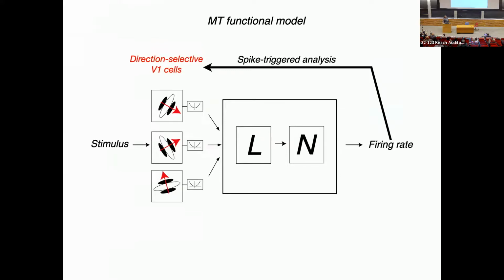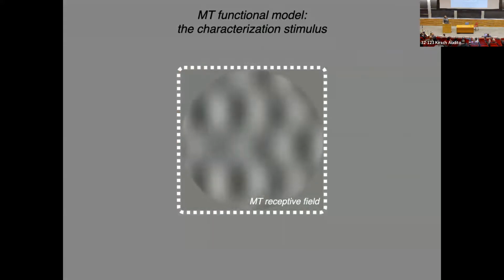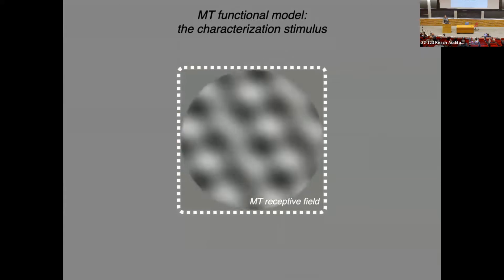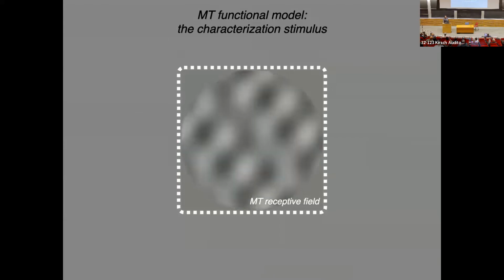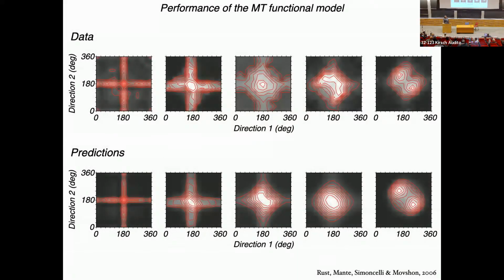To test that model, or to fit it, we used the ultimate plaid. This is a hyperplaid which contains no less than 6 components, each of which changes every 160 milliseconds. I'm not even going to try and justify that choice. But the bottom line is, if you look at the top, these are 5 cells from MT in this space. The response is plotted in this space. And at the bottom are, I'm going to say, parameter-free fits of the model to the data. Of course, that's always a lie. There's always a free parameter, but I'm not going to tell you what it is.